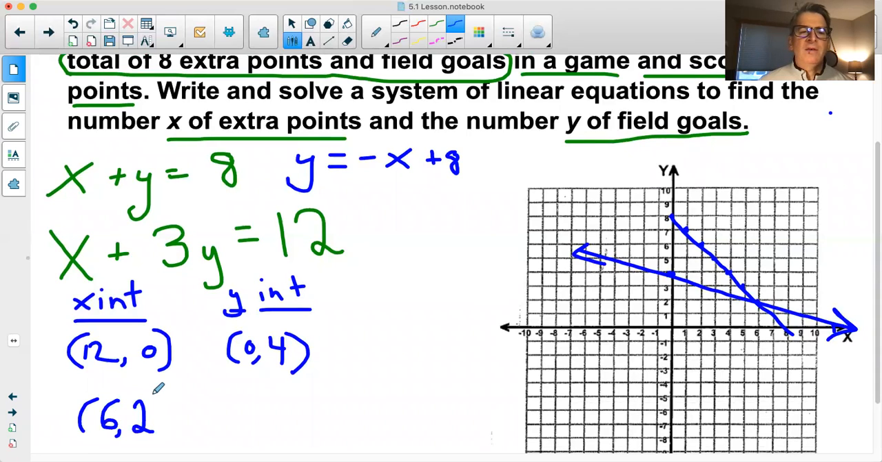And if you did slope-intercept here, you would have found that it's down 1 over, or is it over 4? Actually, if you subtracted x and then divided by 3, it'd be down 1 over 3 for that one. Down 1 over 3, and that is your intersection, 6, 2. So that means the kicker had 6 extra points and 2 field goals. Had a big game that day.